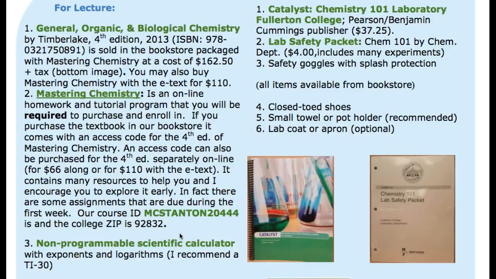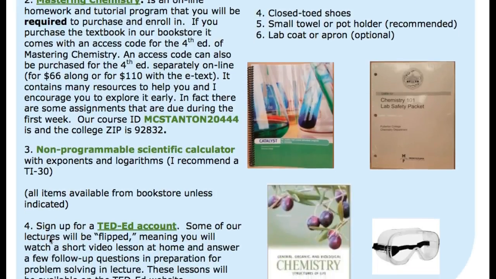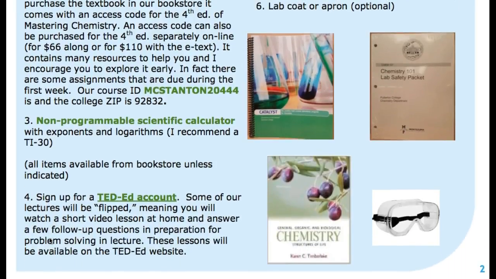Another thing that you're going to need is a non-programmable scientific calculator. So not one of those expensive $100 calculators. What I recommend is getting a TI-30, which costs about $9 at Best Buy, or they probably have them in the bookstore as well. We're also going to be doing some flipped class lessons.